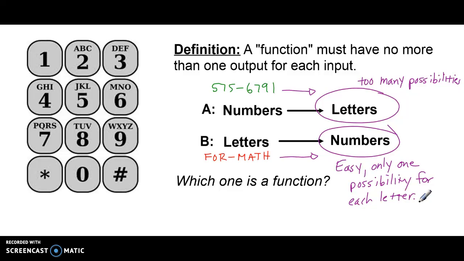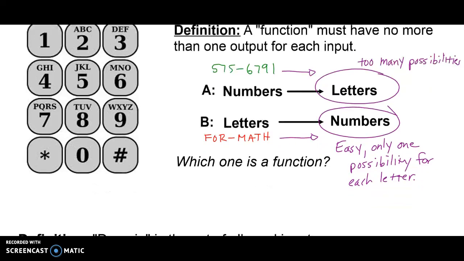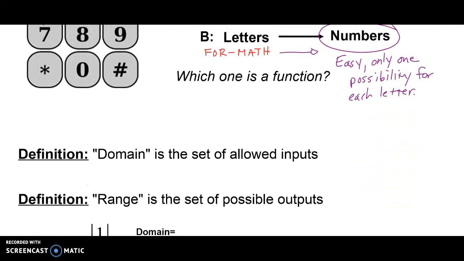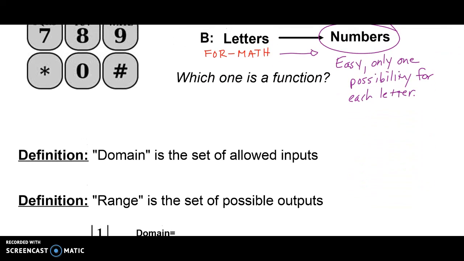So look back at the definition of a function now, and it should make sense. A function must have no more than one output for each input. Each input you start with, there should only be at most one output. You should never have to make choices about what output it might be. It's always a certainty.